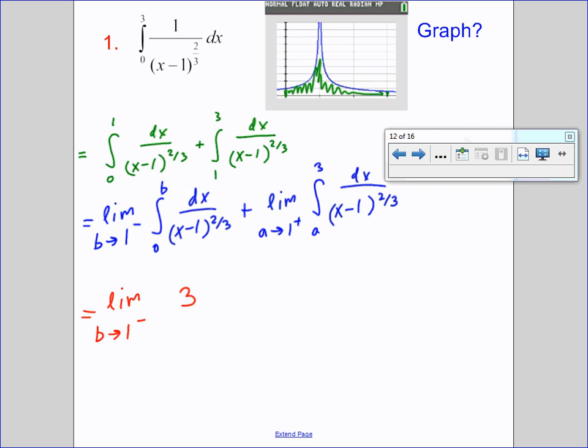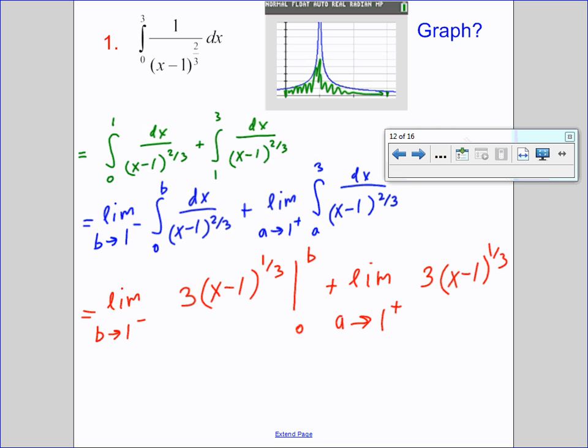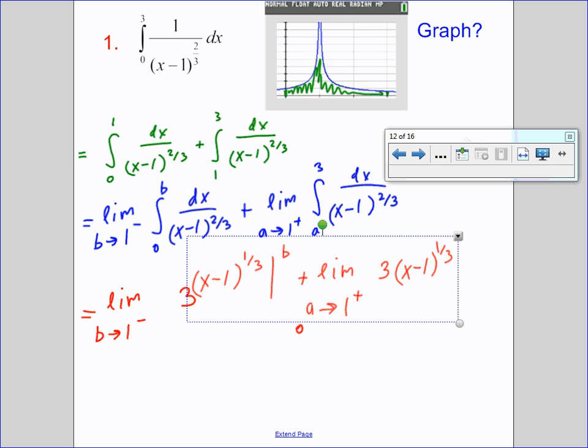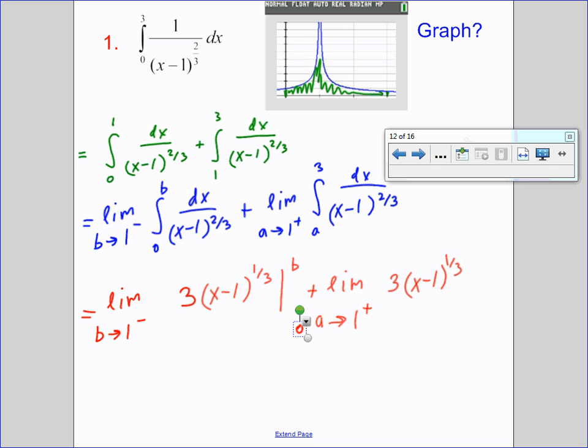So I get, in both cases, 3 times (x minus 1) to the 1/3. Is that what you guys are getting? Good. From 0 to b, plus the limit as a goes to 1 from the right-hand side of 3 times (x minus 1) to the 1/3, from a to 3.